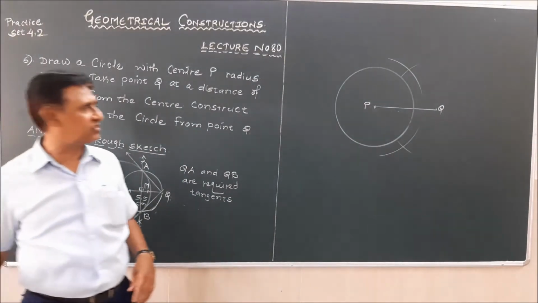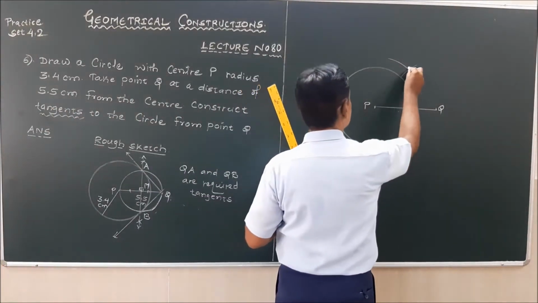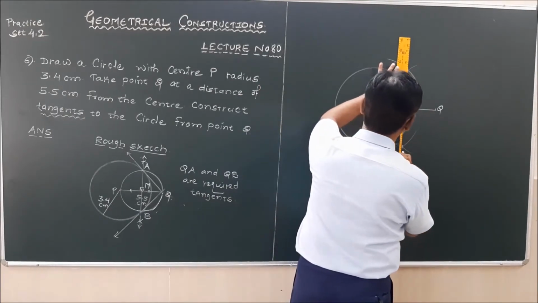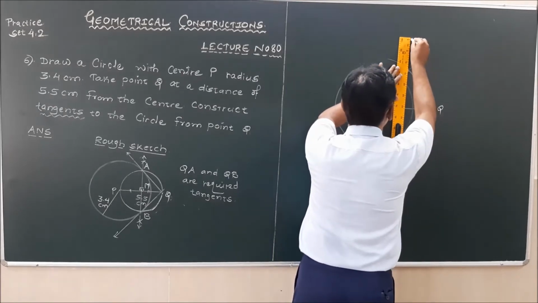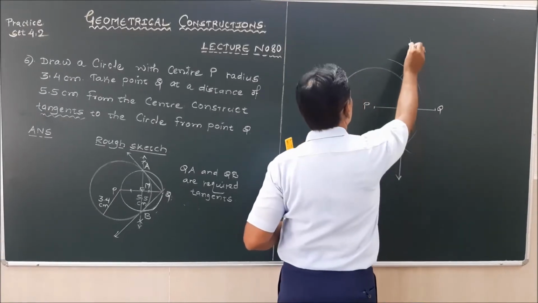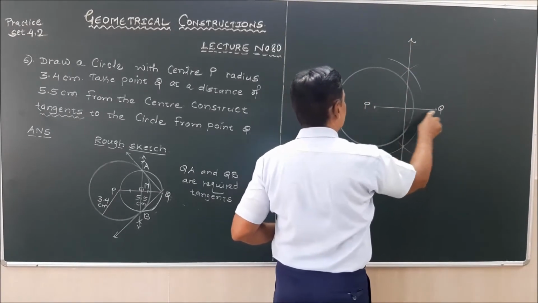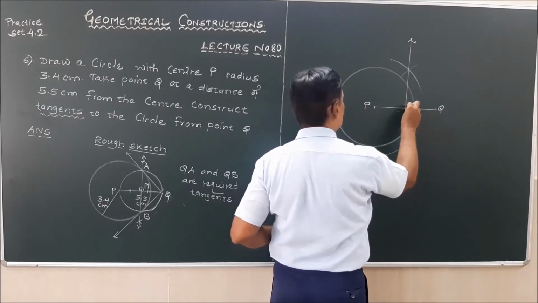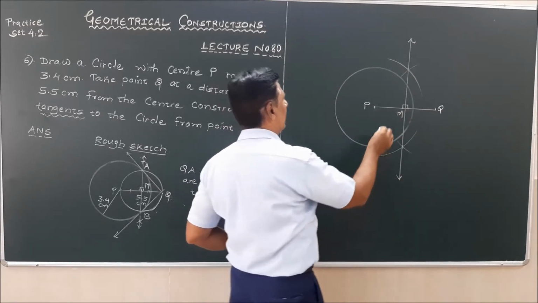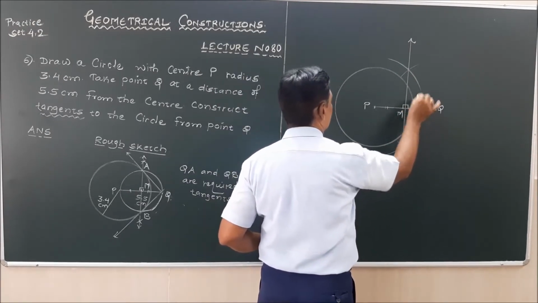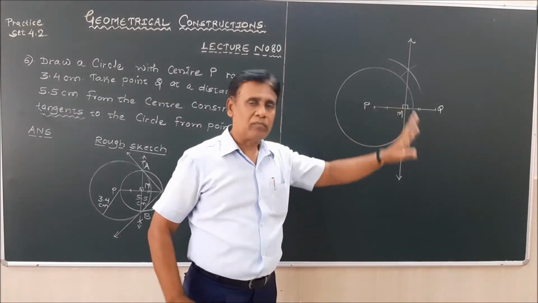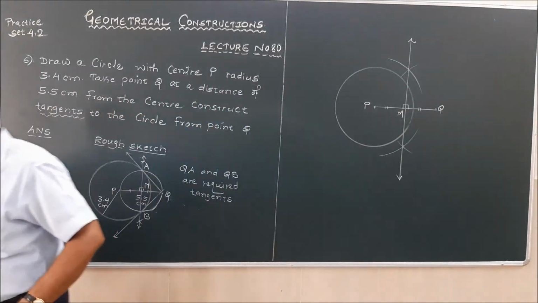Then, through the point of intersection of these arcs, draw a line, passing through this point of intersection of the arcs. This line bisects PQ at point M. Here I have drawn perpendicular bisector. This perpendicular bisector intersects PQ in point M. At once you will get point M.